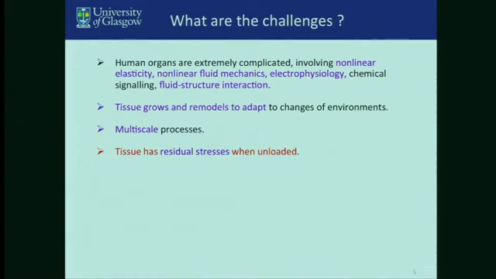So why it is so challenging to study soft tissues? And this is because human organs are extremely complicated. And so I already mentioned the nonlinear elasticity. And it also has a nonlinear fluid mechanics, and also has the electrophysiology, chemical, and fluid structure interactions. So in terms of mechanics, there are a lot of issues, which each of them is hard to model. And tissue also grow and remodel, depending on the loading conditions. And of course, there are multi-scale processes, which a lot of them we don't quite understand.